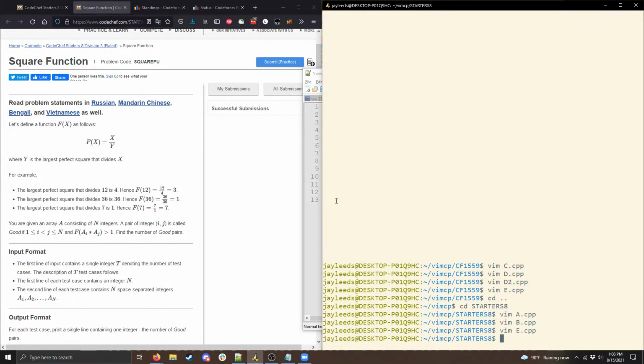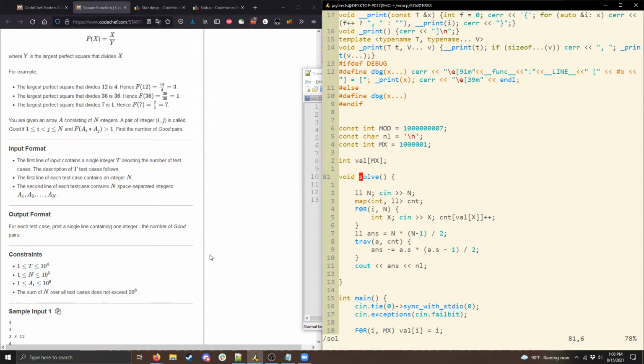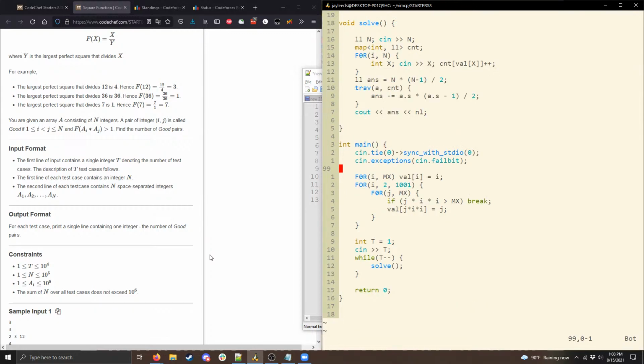So what we can do instead is pre-compute the value of f of x for all x up to 10 to the 6. And I'll show you my code now. I maintain this array value, which is going to store the value of f of x for all x.